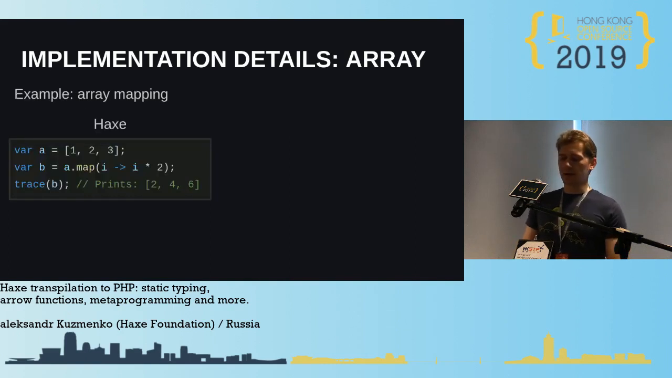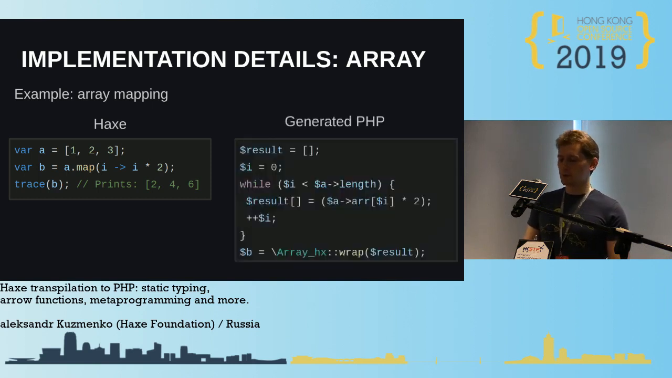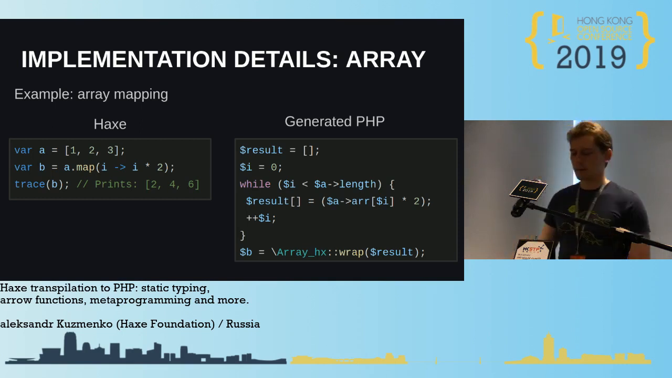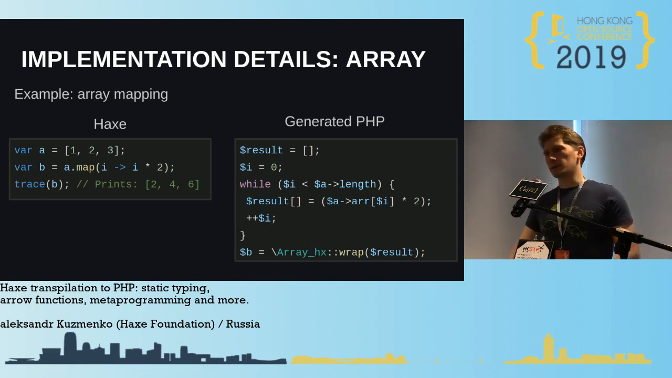So here's an example of array mapping in Haxe. For example, you have this array. You can map it using the array API in Haxe and an arrow function. Here's how it looks, and here is how it is compiled to PHP. So as you can see, the anonymous function is completely eliminated, and Haxe inlined all the code for you. So this short Haxe code is compiled to just a loop traversing the array.